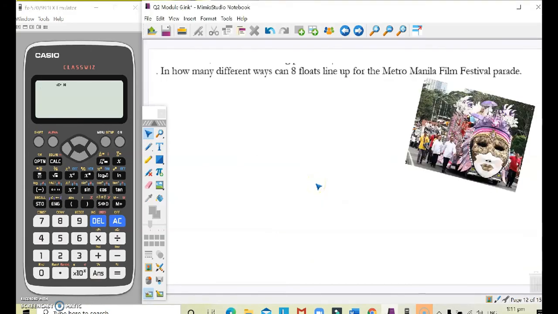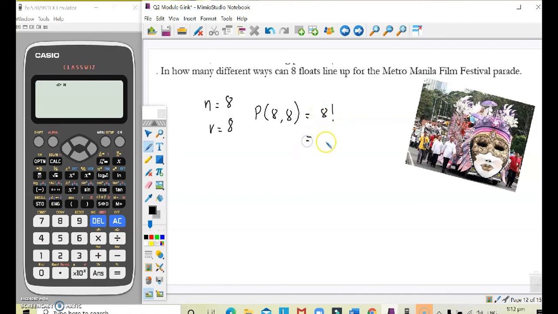So, in how many ways can 8 floats line up for the Metro Manila Film Festival? What do we know about this problem? We know that we have 8 floats to line up. And these 8 floats will fill up 8 positions as well because all the floats will be lined up. That means the n is 8 and r is 8. This is permutation of 8 objects taken 8 at a time. In short, this will just be equal to 8 factorial.